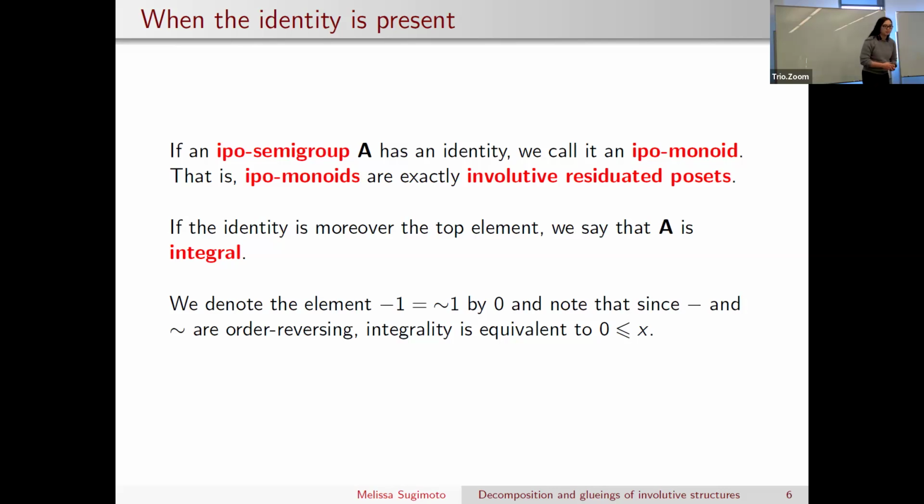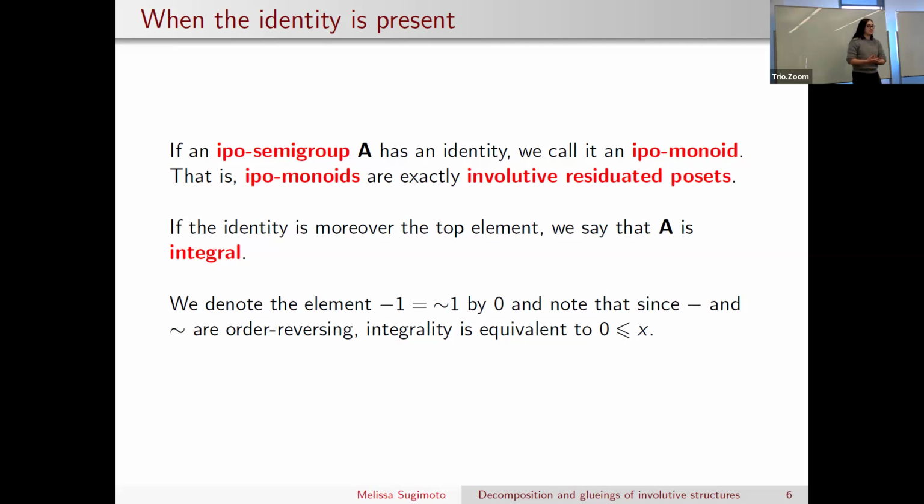That makes sense. Speaking of those units, or having an identity, we then just say, well, if an ipo-semigroup A has an identity, the semigroup is a monoid, we'll call these ipo-monoids. There's a little bit of a technical thing here where you determine whether or not you want to include the one in the signature, but we sort of just refer to these all as the same thing. If it has an identity, we're going to call it a monoid. And that is to say, from what we learned on the previous slide, the ipo-monoids are exactly the involutive residuated cosets. And here's where we get to the concept of integrality.